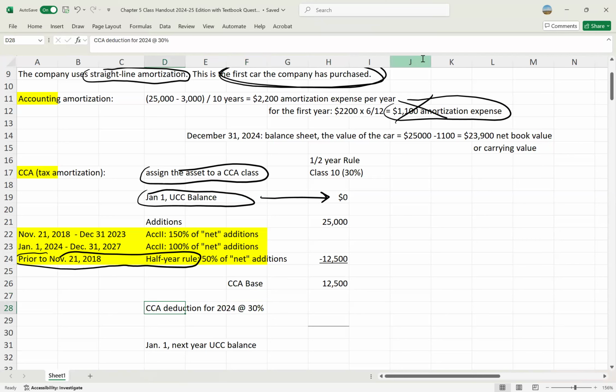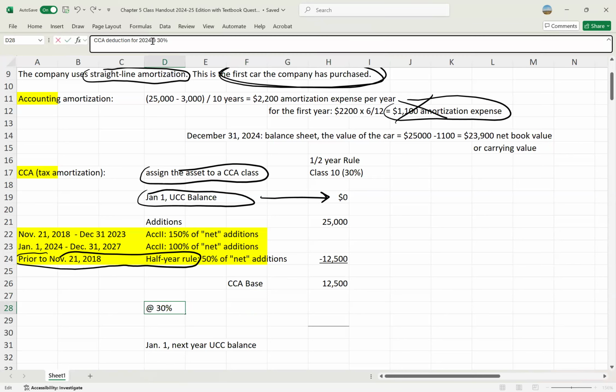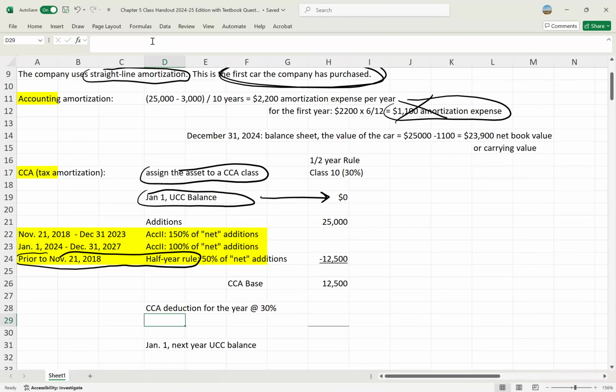So then the CCA deduction, and once again, I'm just going to remove the year here, because we're looking at the half-year rule, which was in effect prior to November 21st, 2018. We would take 12,500 times 30%. And so the CCA we could deduct would be 3,750. So that's 12,500 times 30%. And so the CCA we get to deduct this year is 3,750.